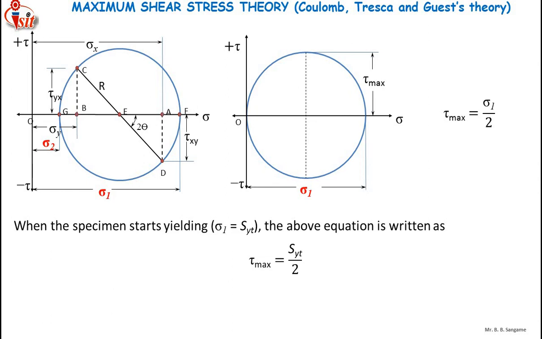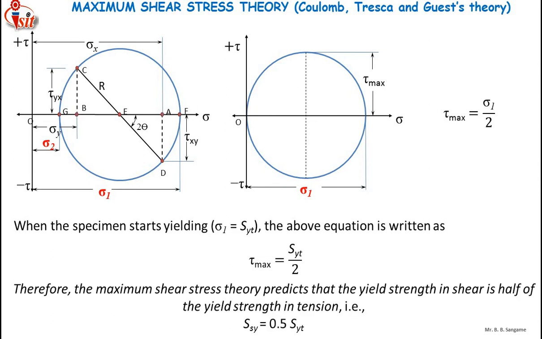Okay, so tau max is the maximum shear stress induced in the component. Basically this theory is applicable only to ductile materials, because ductile materials are weak in shear. Therefore the maximum shear stress theory predicts that the yield strength in shear is half of the yield strength in tension, that is SSY equals 0.5 SYT, where SYT is the yield strength in tension.